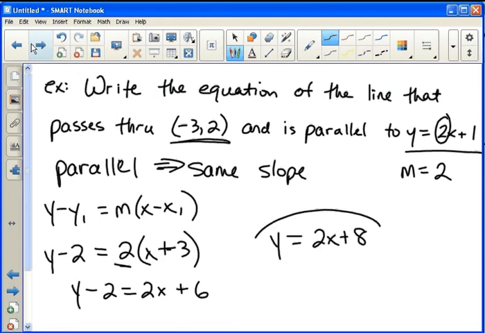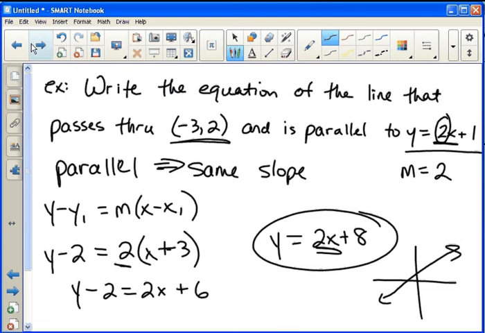So if you notice, these two both have y equals 2x in them, and that's because they have the same slope. Their y-intercepts, however, are different because they're at different spots. So these, just to give you a rough idea, would look something like this, would be y equals 2x plus 1, and then y equals 2x plus 8 would hit somewhere higher up.